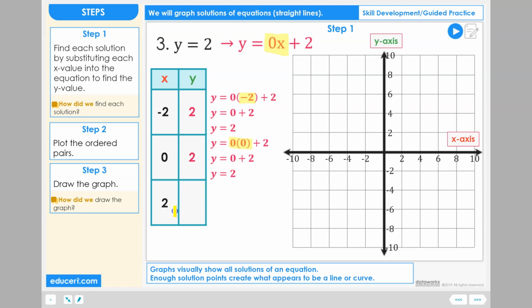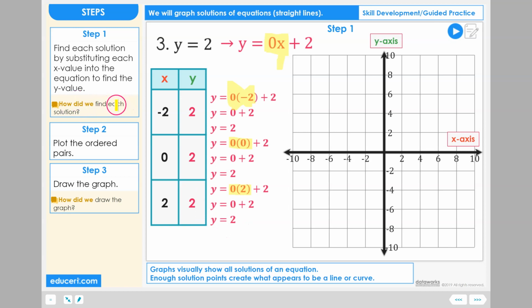Last, we have the x variable equals positive 2. We get y equals 0 times positive 2 plus 2. 0 times positive 2 is still 0, so y equals 0 plus 2, and y equals 2. And we see here that no matter what x value we put into this equation, it will always be multiplied by 0, and it will always be eliminated, leaving us with just y equals 2.